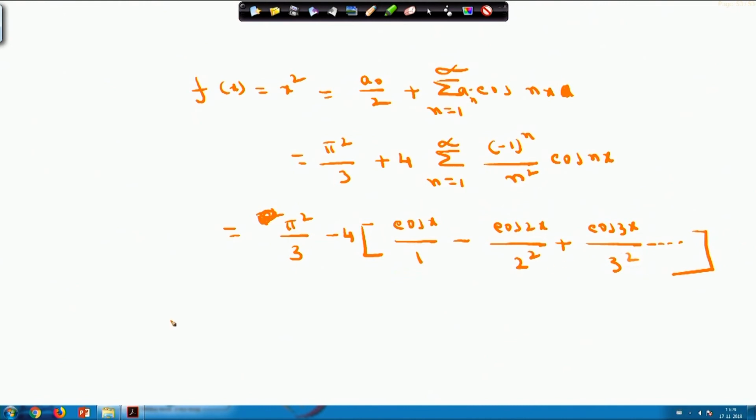And also we want to find the value of this series, 1 minus 1 by 2 square plus, and so on. This is equal to how much?